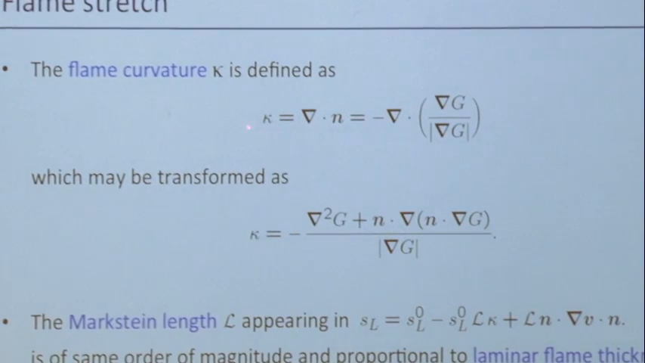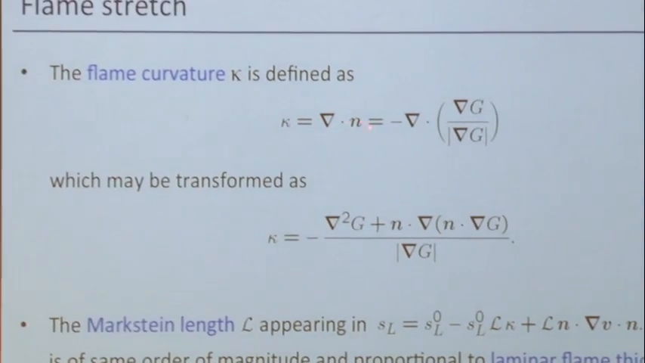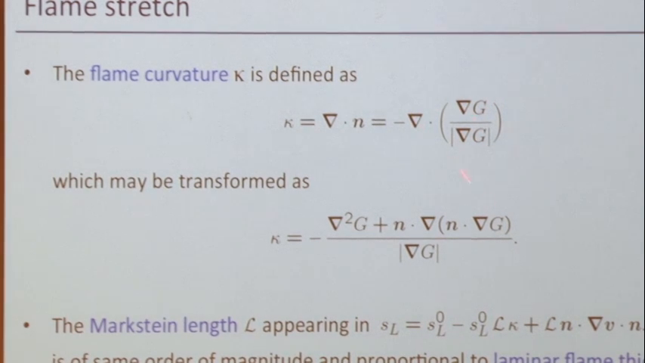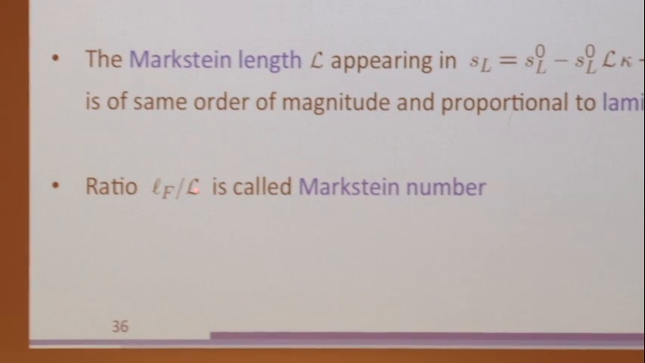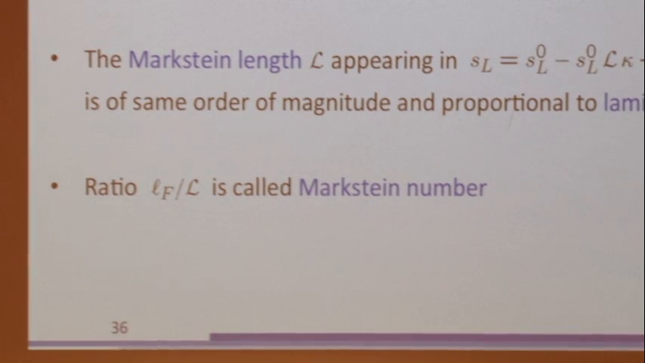Again, the curvature is just the divergence of the normal vector, and the normal vector here was expressed in terms of this G field. And then, well, that's what I just said. It's of the order of the flame thickness, but not exactly the flame thickness. But you can call this ratio, the flame thickness over the Markstein length, the Markstein number.